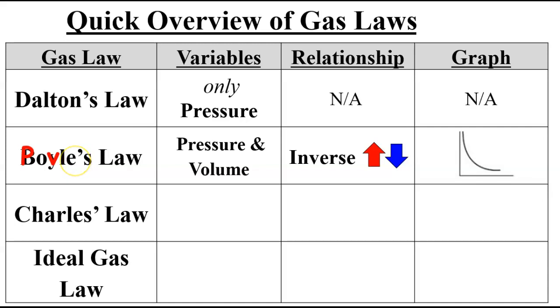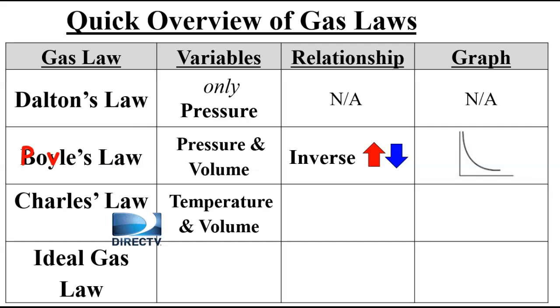For Charles' law, the memory trick that we like to use is that Charles watches direct TV. So we've got, if I can make this work. Oh, there it is. Okay. Charles watches direct TV. It's the direct relationship between temperature and volume, which gives you the next answer as well, that the relationship is direct. Wow, there we go. So that means they go in the same direction. Volume and temperature increase together or they decrease together. And we graph it like that. It ends up being a straight line, direct relationship.